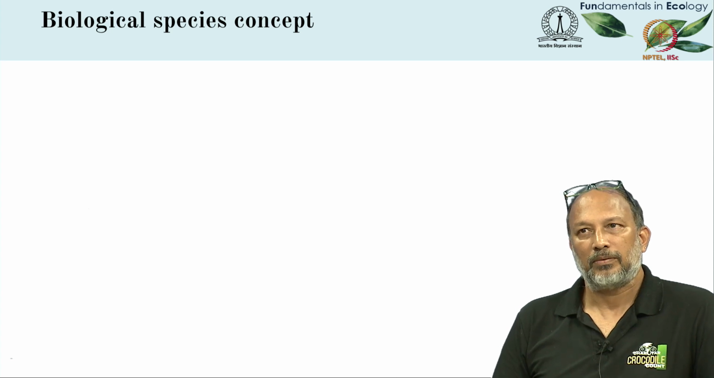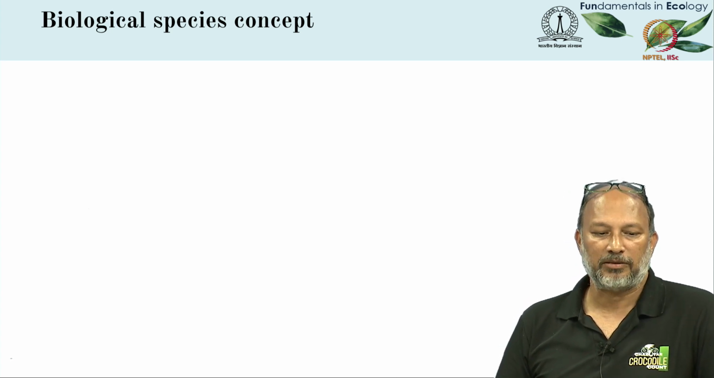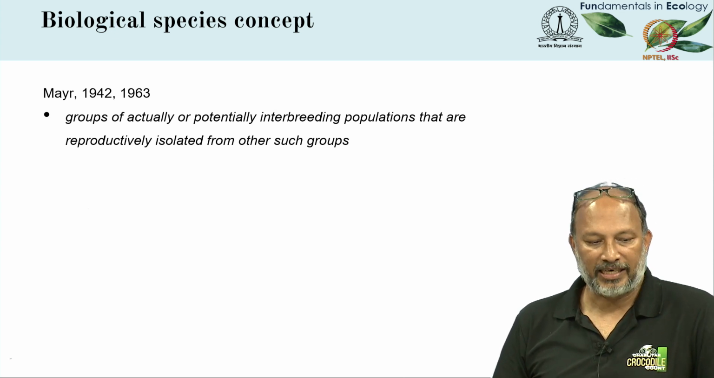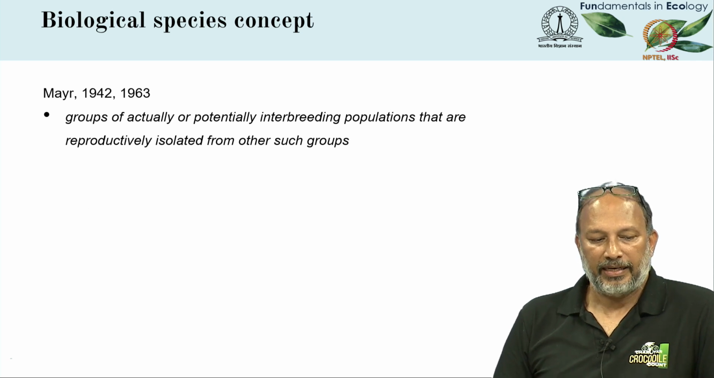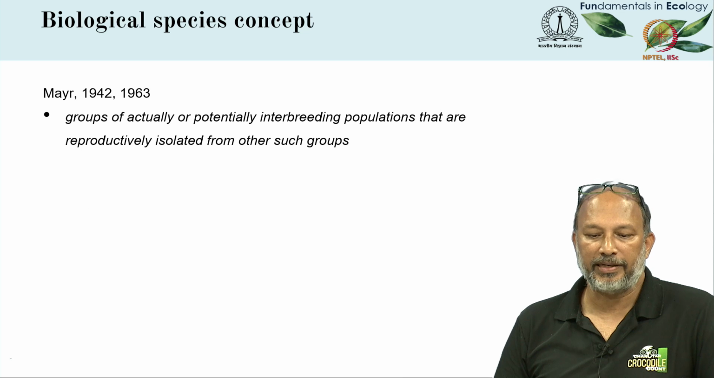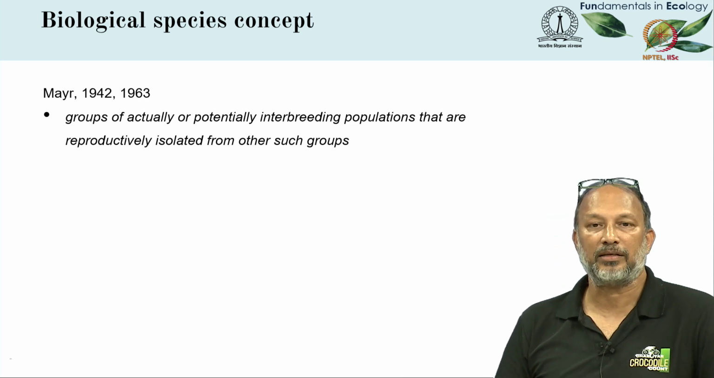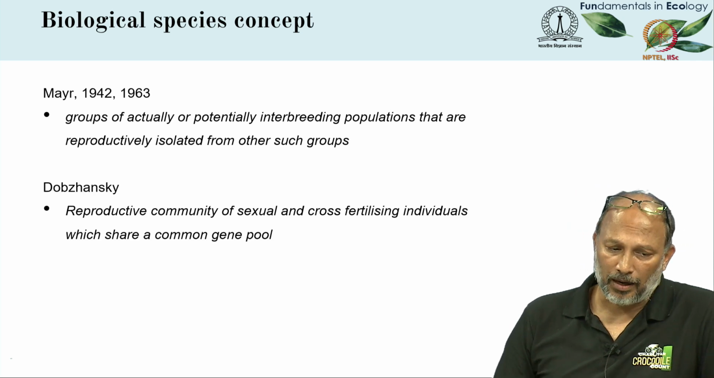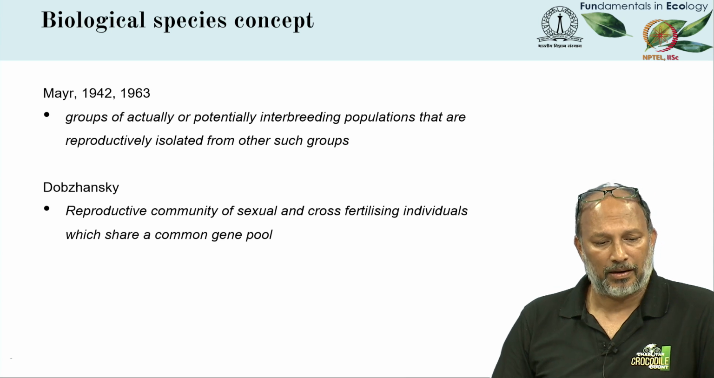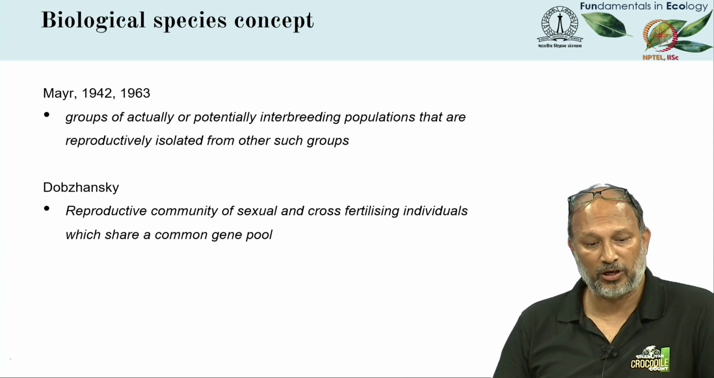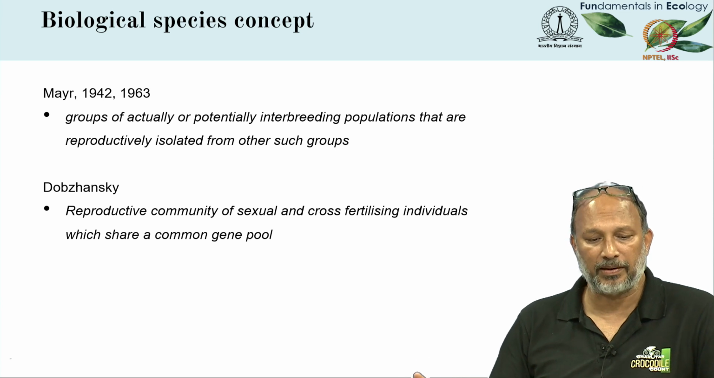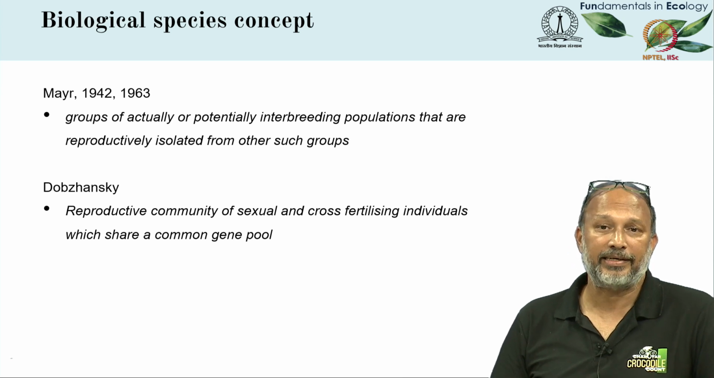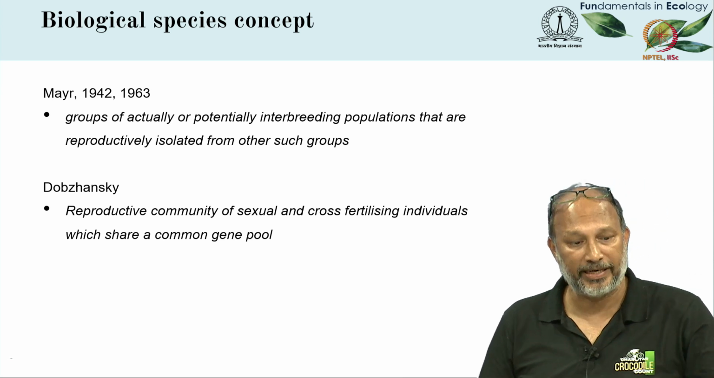The most widespread and impactful of these is the biological species concept, which Ernst Mayr proposed in 1942 and then later modified in 1963. He said that these are groups of actually or potentially interbreeding populations that are reproductively isolated from other such groups, that these populations do not breed with each other. Now, in later definitions, Mayr actually removed the actually or potentially, and he just said groups of interbreeding populations that are isolated from other groups, because of the challenges inherent in trying to figure out whether these can potentially interbreed or not.